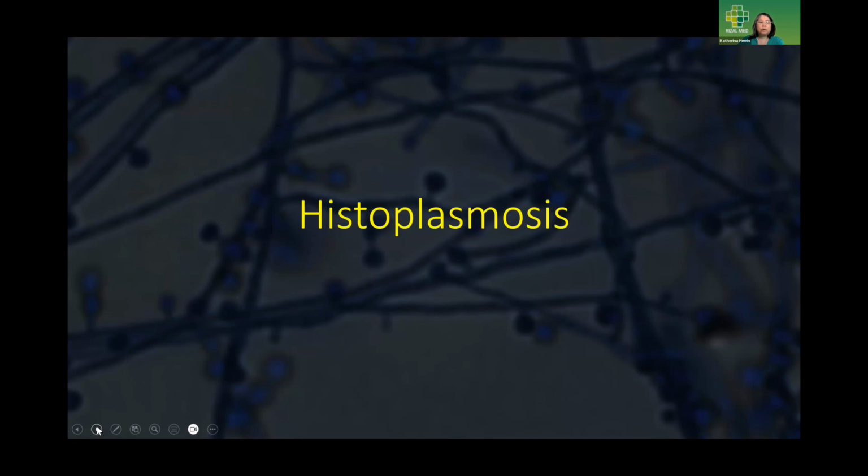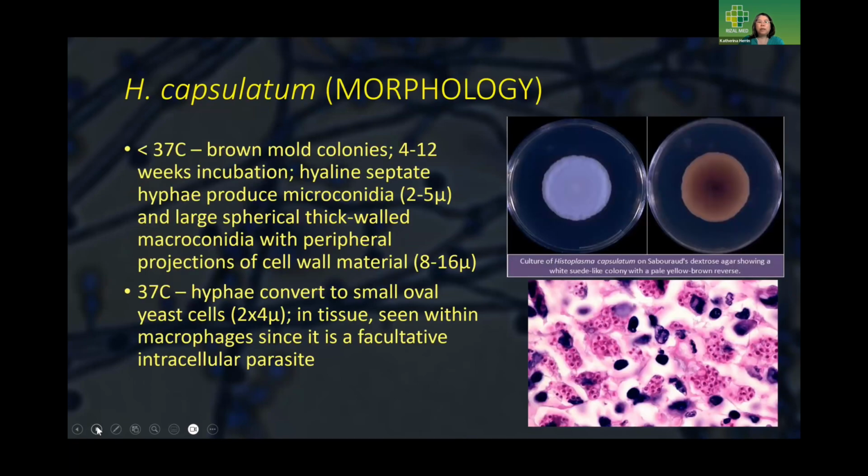For histoplasmosis, this is caused mainly by Histoplasma capsulatum. In nature, Histoplasma capsulatum grows as a mold associated with soil and avian habitats enriched by nitrogen in guano and bird feces. At temperature less than 37 degrees centigrade, they grow into brown mold colonies, but the appearance may vary.